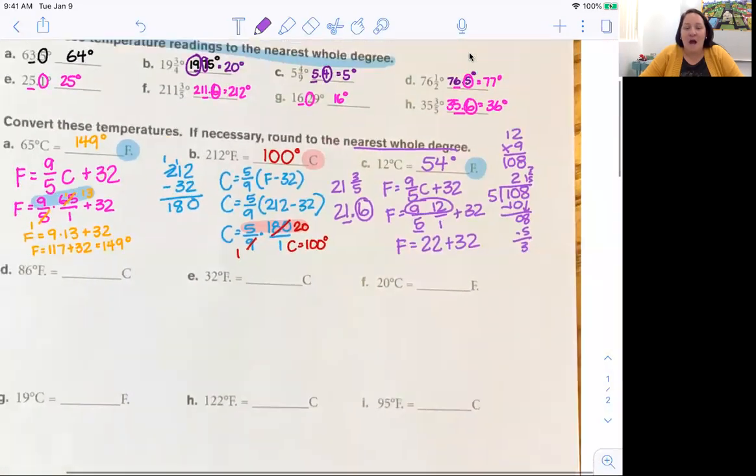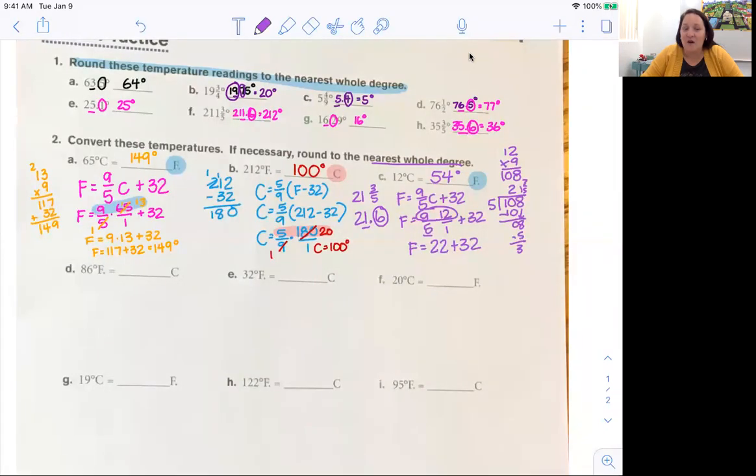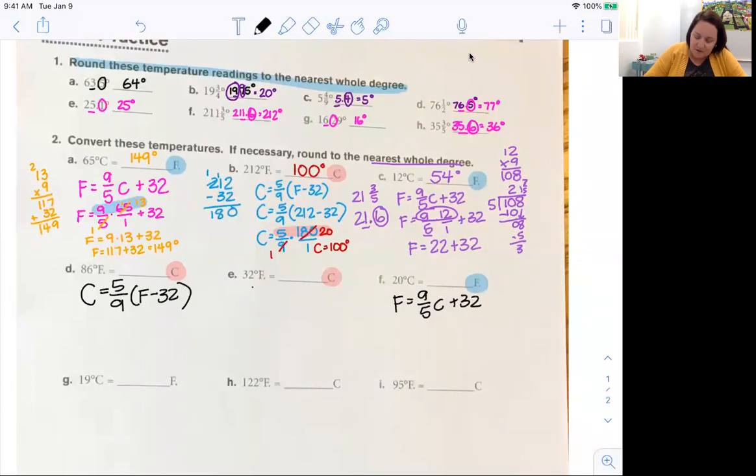Okay. I want you guys to press pause, and you are going to work on D, E, and F. Now for F, you're going to be using the Fahrenheit scale. So you're going to be using the formula for F. F equals 9/5 C plus 32. But for D and E, you're going to be using the Celsius formula. And the Celsius formula is C equals 5/9 times F minus 32. Go ahead and work those out and then come back and see me.